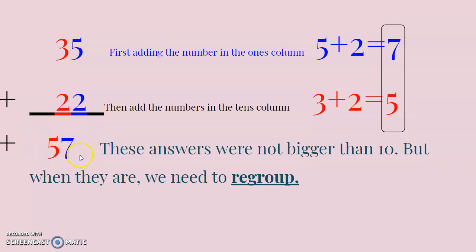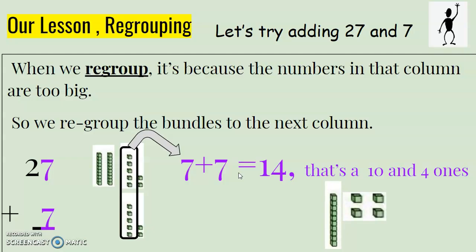Well, that's pretty straightforward. These answers were not bigger than 10. The 7 is not bigger than 10, and the 5 is not bigger than 10. But sometimes they are. So when those answers become bigger than 10, that's when we need to regroup. All right, so let's try adding 27 and 7. When we regroup, it's because the numbers in the column are bigger than 10. So we regroup the number bundles to the next column.